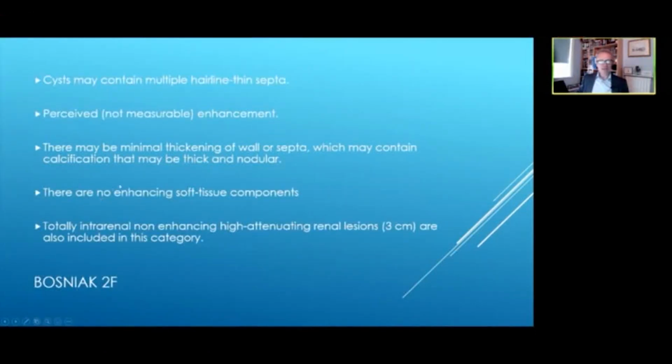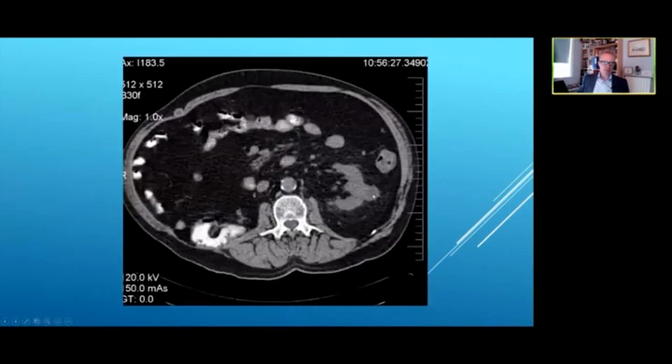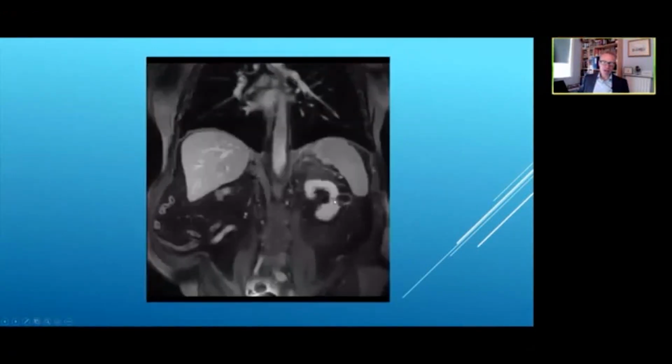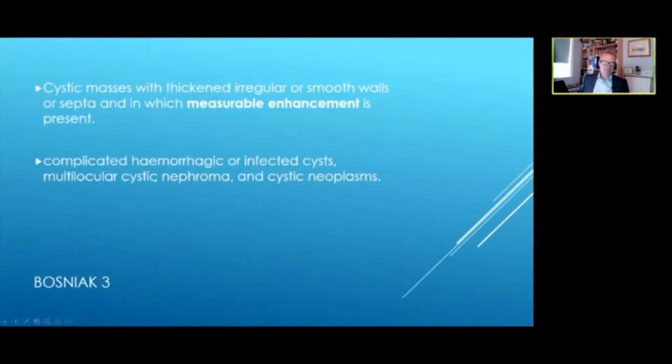Bosniak 2F. F could stand for fun or follow-up because we're going to have fun with a lot of these cases. They can contain multiple septi. They've got perceived but not measurable enhancement. There can be slightly thickened wall, no enhancing solid soft tissue components, and intrarenal hyperdense cysts fall into Bosniak 2F classification. Here's a cyst here on CT, possibly enhancement there. On MRI, it clearly does enhance.